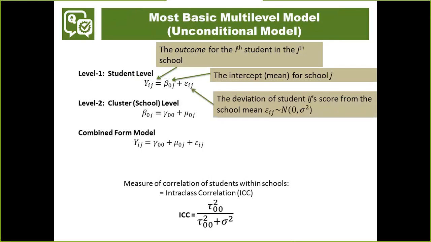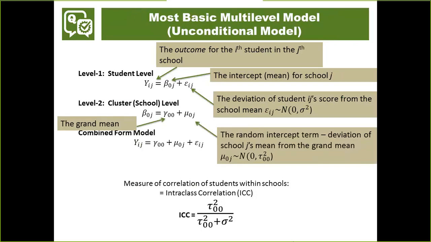Epsilon ij is the deviation of student ij's score from his or her school mean. At level 2, gamma 0,0 is the grand mean of the outcome. Mu naught j is the random intercept term. It's the deviation of school j's mean from the grand mean.